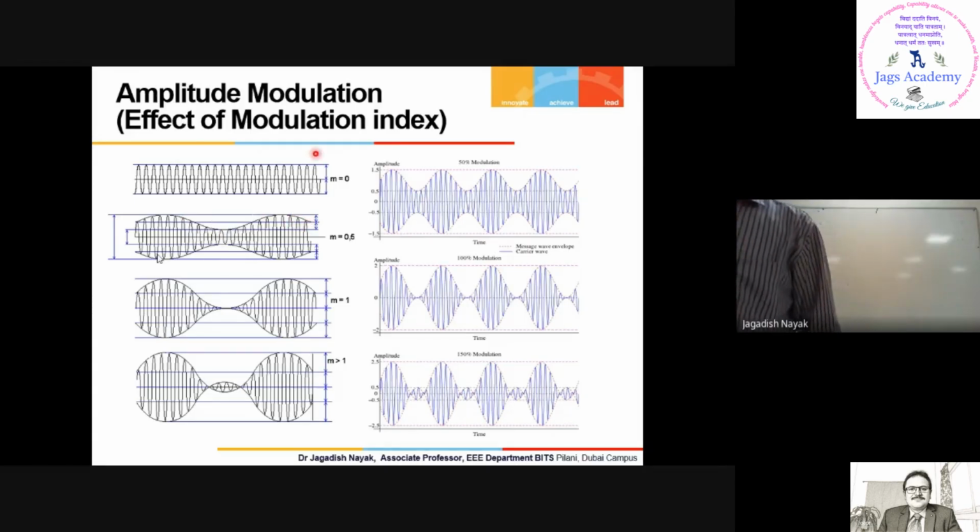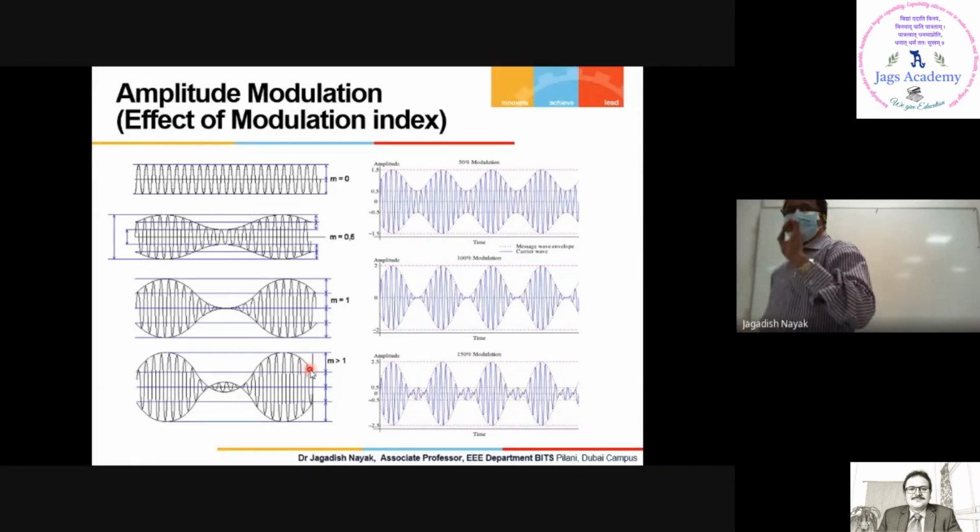When m is equal to 1, we can get the signal. But when m is greater than 1, can you get back the original signal? From here to here, it is okay. But here it is giving you some extra thing, which is not your original signal. Your original signal is a sine wave like this, but it is going to give you something like this. That means over modulation has to be avoided.